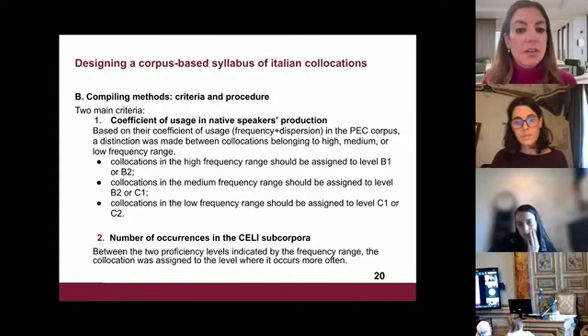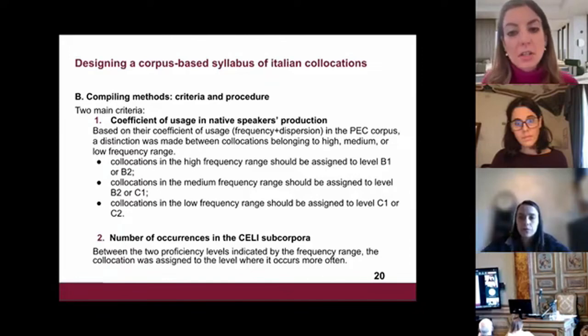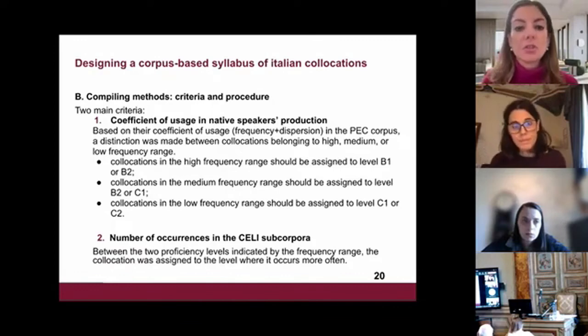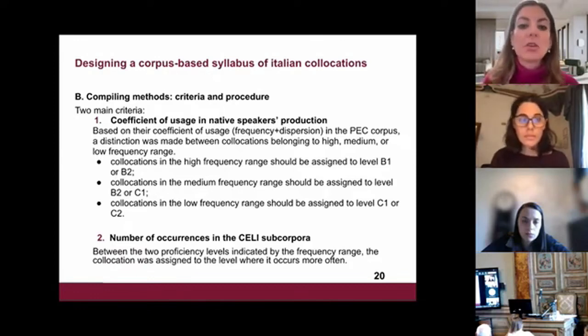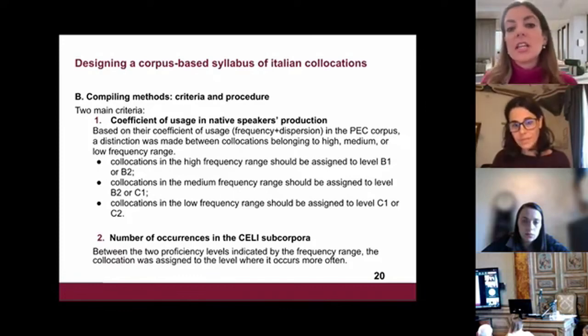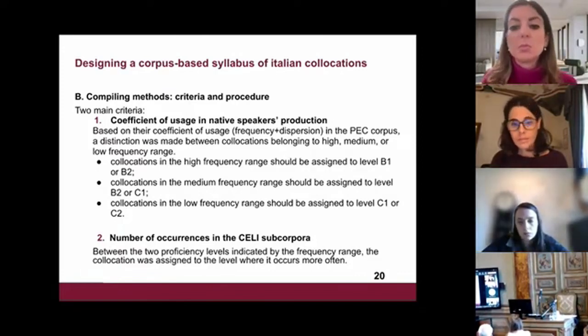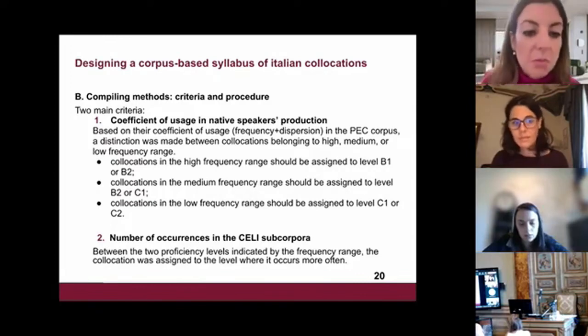subcorpora. As for the first criterion, to account for the frequency of the collocation in native speakers' production, we took into account the coefficient of usage in the Perugia corpus, and we made a distinction between collocations belonging to high, medium, or low frequency range. Collocations in the high frequency range had to be assigned to level B1 or B2. Those in the medium frequency range should be assigned to level B2 or C1, and those in the low frequency range should be assigned to level C1 or C2.